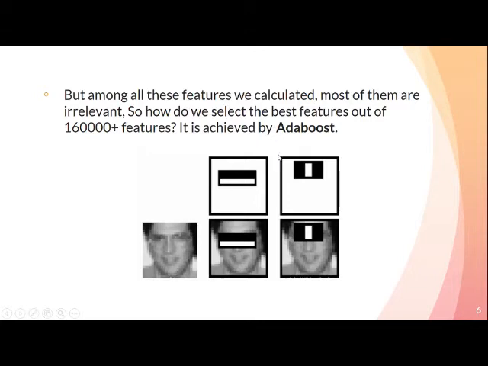Now suppose a different feature is calculated here, right? Like the black part is here and the white part is here. Now that feature is of no use to us, so we have to neglect that. There will be a lot of features of this type that we don't need, so we will be removing those features using AdaBoost.